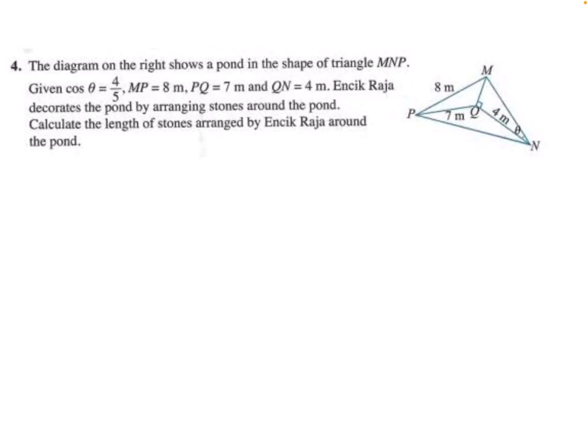Injit Raja decorates the pond by arranging stones around the pond. Calculate the length of the bond. That means you're calculating the perimeter. So number one, let's focus on finding the length of MN.